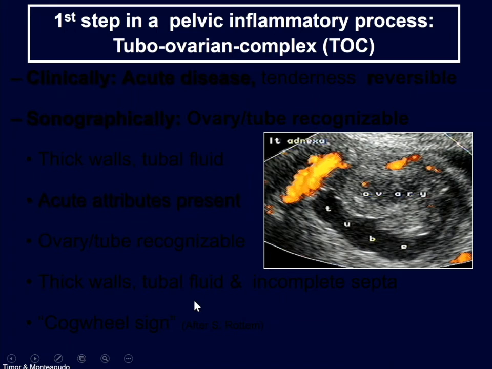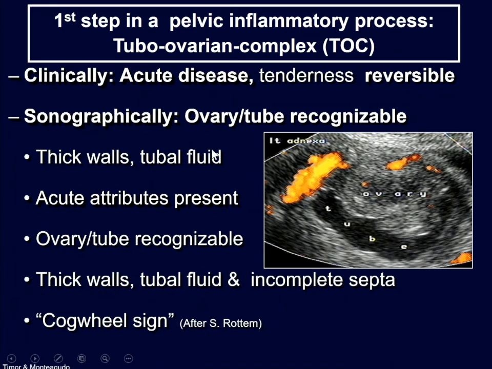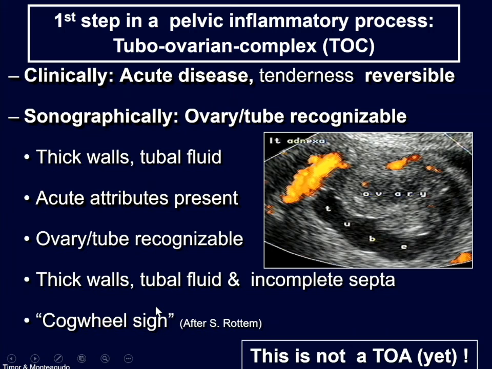Tubo-ovarian complex is when you can recognize the ovary in the tube as such: thick walls, tubal fluid, the ovary in the tube recognizable, and there is a cogwheel sign still recognized there. This is not a tubo-ovarian abscess as yet.